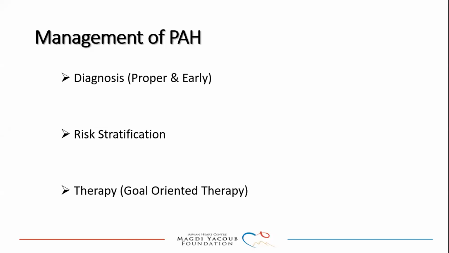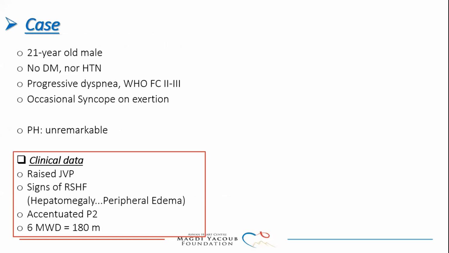We'll try to cover these 3 steps using a case-based approach. Our case is a 21-year-old male. He's not known to be diabetic or hypertensive, presenting with progressive dyspnea, function class 2 to 3. He's complaining of occasional attacks of syncope on exertion. He has unremarkable past history.